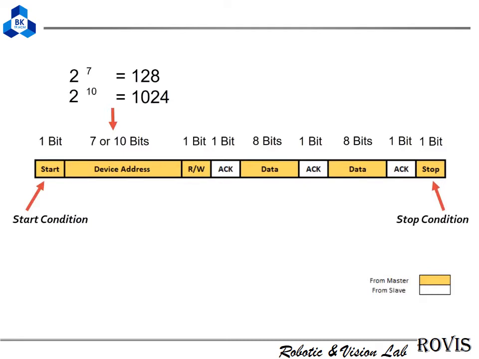The address bits are followed by a single control bit representing whether the master wants to write to or read from the slave. Now if the slave exists on the network, it will respond back with an acknowledgement bit, and then the master will continue in either transmit or receive mode based on the read-write bit. Now comes the data bits.